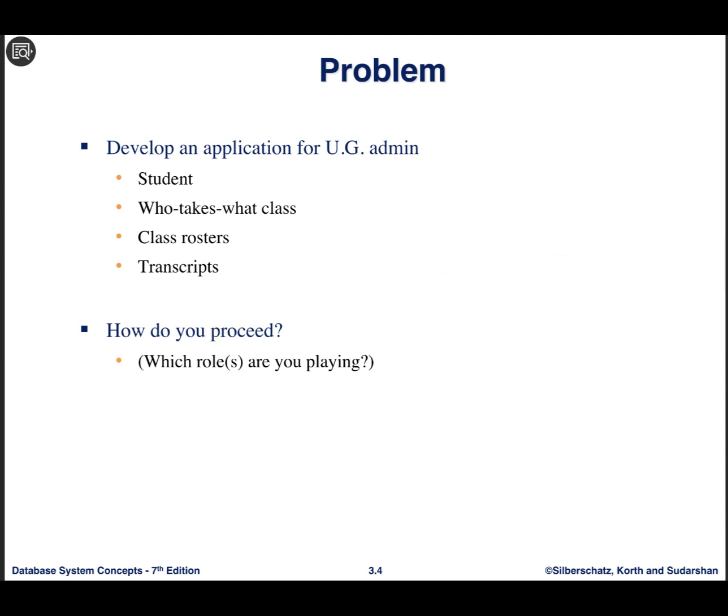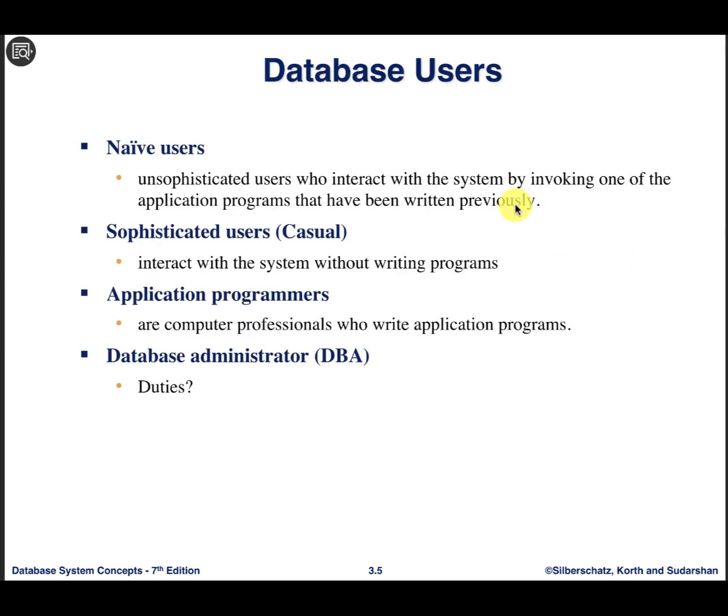So remember we talked about the database users before. We said you have multiple users. We have a naive user. Normal user, I'm not gonna say naive. When we say naive, this means you're doing nothing. There is one application, and you use this application in order to access the data. Sophisticated users are the other users that interact with the database without writing programs.